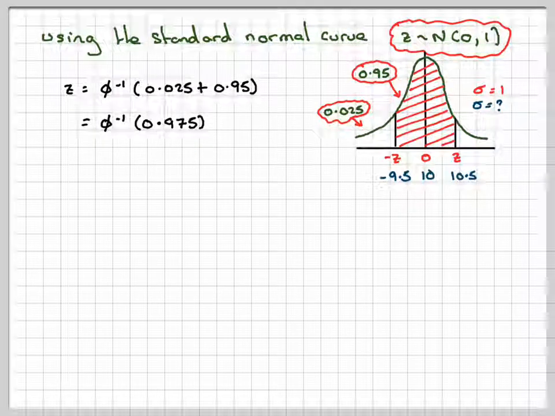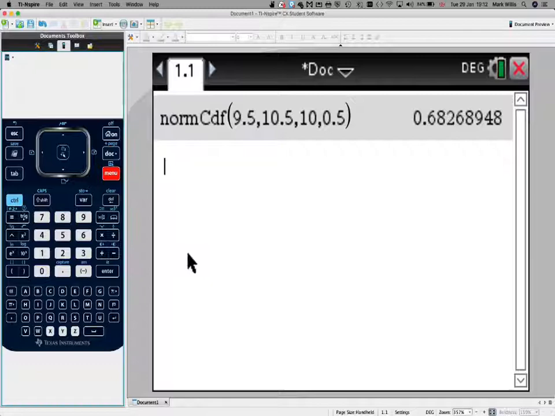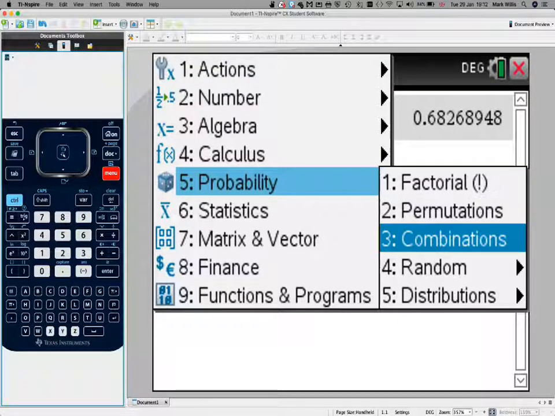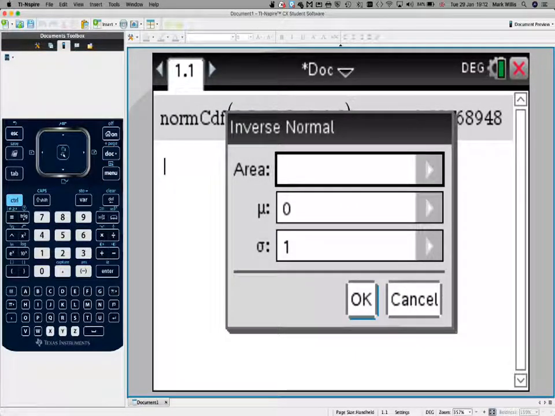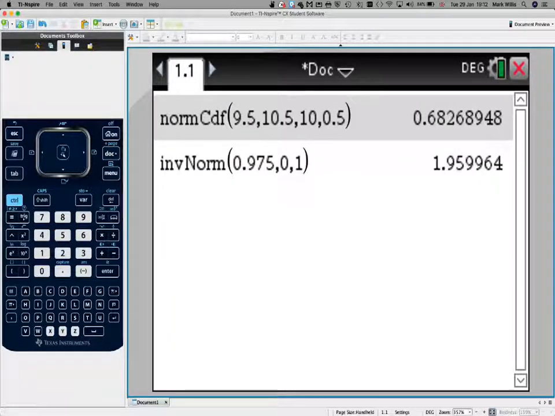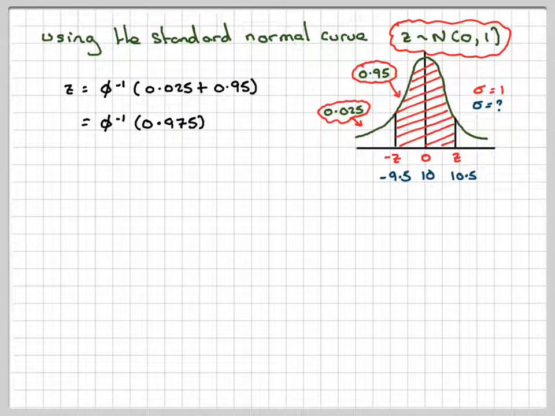Again, going to our calculator, pressing menu, probability, distribution number 5, and this time going to number 3, inverse normal, we want the area to be 0.975. By default, this will be set to the standard normal curve, so we won't need to do anything there. And we get an answer of 1.959964, so 1.95996. This value here corresponds to 10.5. So this is my z value, this is my x value.